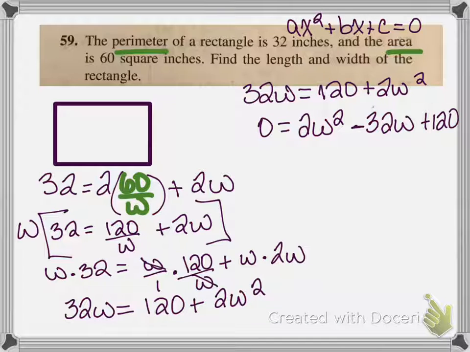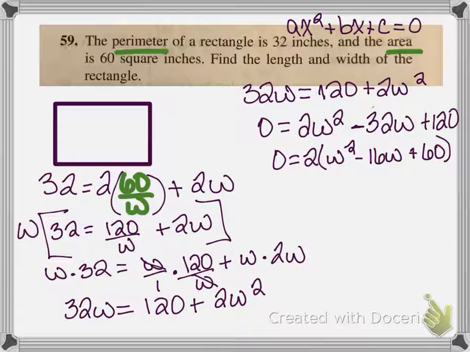But if I factor out a 2, I'm left with W squared minus 16W plus 60. Is that easier to factor? It is significantly easier to factor.